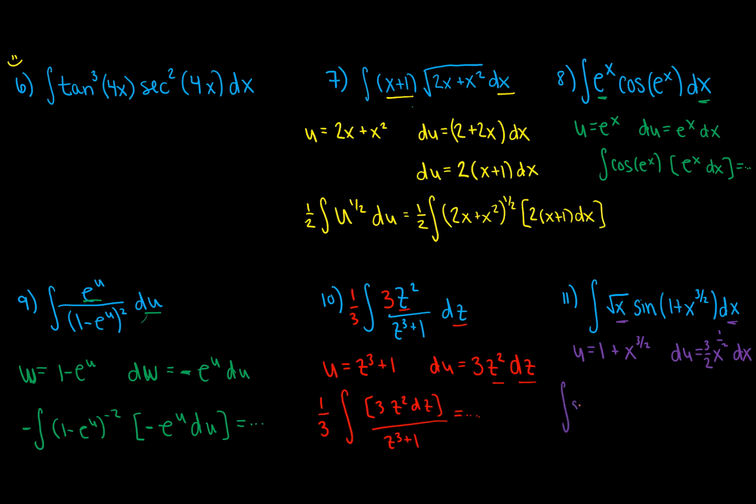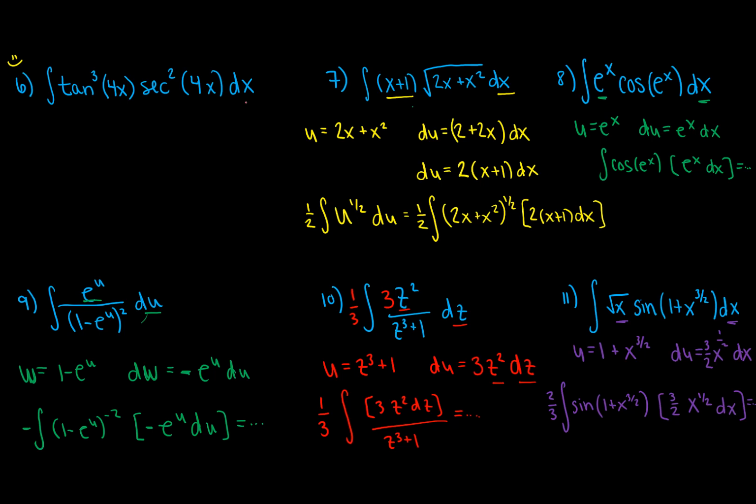So when I rewrite this, I've got the sine of my 1 plus x to the 3/2, and then my du. I don't have my 3/2. That part is missing, so I'm going to compensate by multiplying by the reciprocal out here of 2/3. And then I've got my x to the 1/2 dx. And then I just integrate from there.